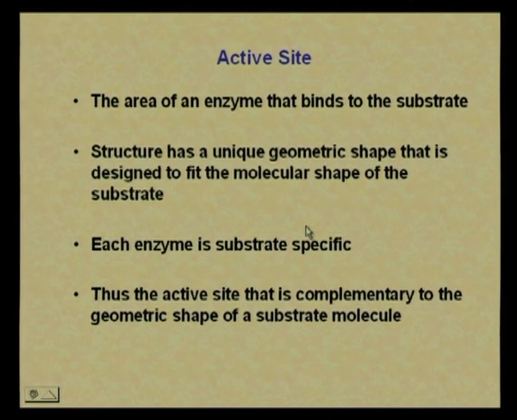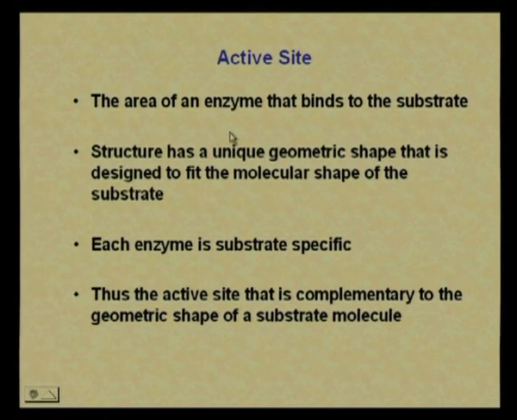So, we are talking about the interactions of enzymes, and what we now have to consider is the active site of the enzymes. What is there in the active site that is so important that we have a bisubstrate reaction or a single substrate reaction? There are specific interaction sites of the enzymes that have to bind to the substrate. Now, the structure has a unique geometric shape that is designed to fit the molecular shape of the substrate. That is obviously essential. We will see how that works out.